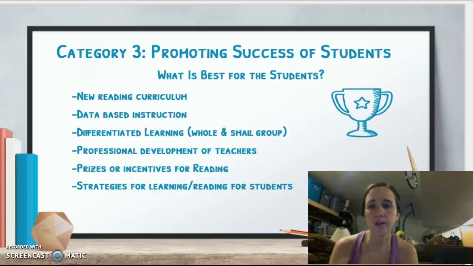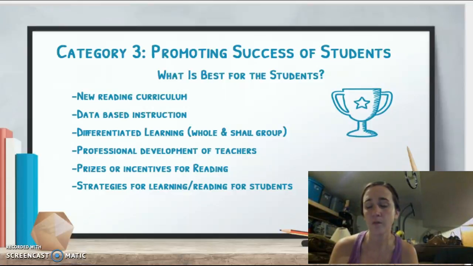Category 3, promoting success of students. What is best for the students? A new reading curriculum, data-based instruction, differentiated learning for both whole and small group instruction so that high students aren't having to wait for low students and that all levels are being challenged. Professional development of their teachers so that their teachers are giving them data-based instruction but are also using the best practices with current research.